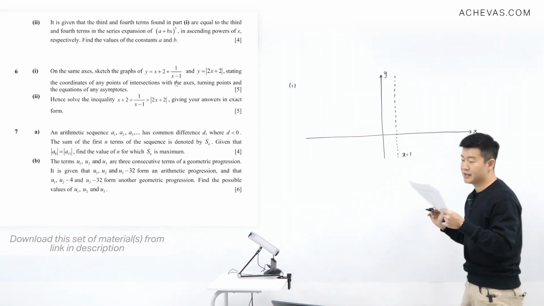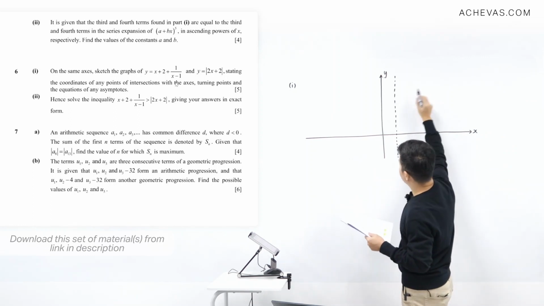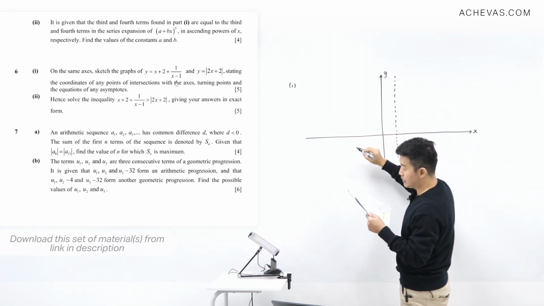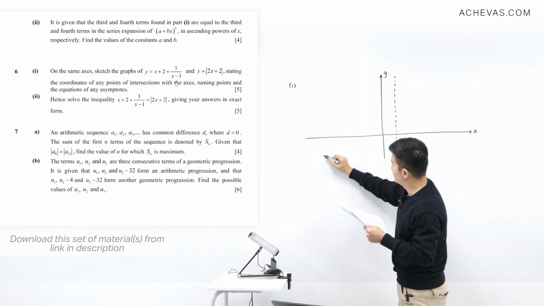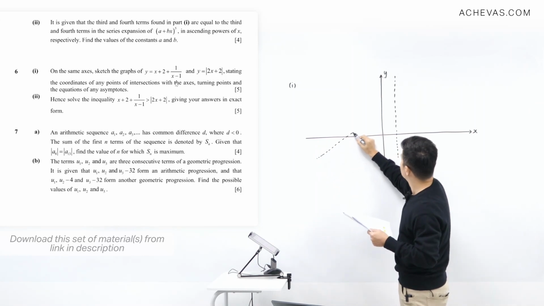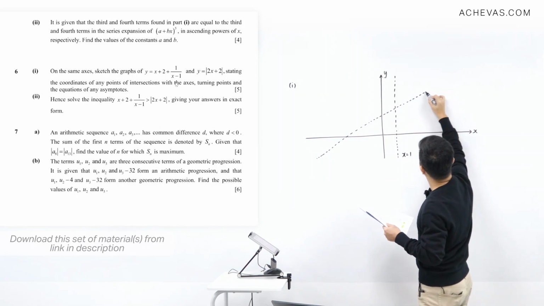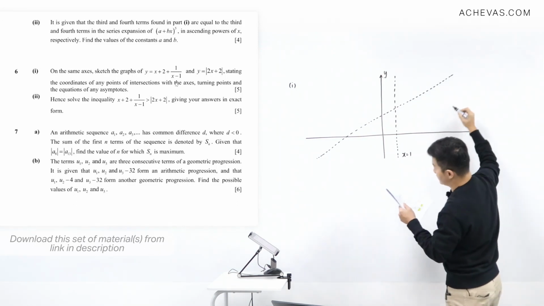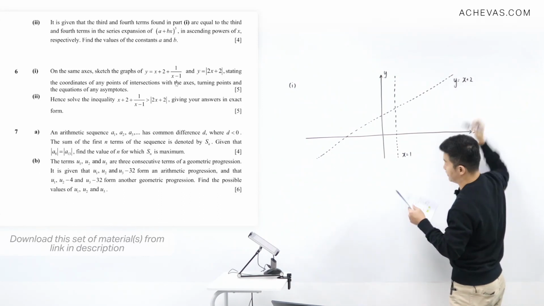And as for the oblique asymptote, y is equal to x plus 2. It is going to have a positive gradient, and it is going to be intersecting the y-axis at (0, 2). So it is going to be something like this. Okay, this will be my oblique asymptote, y is equal to x plus 2.